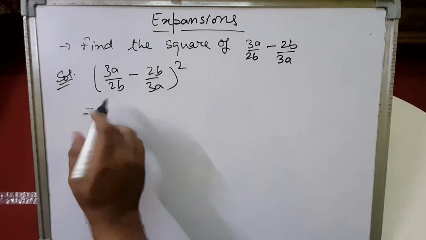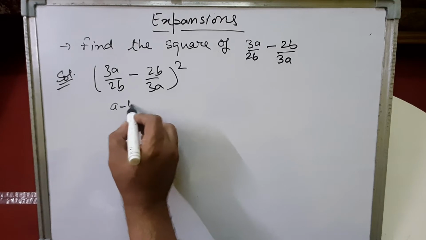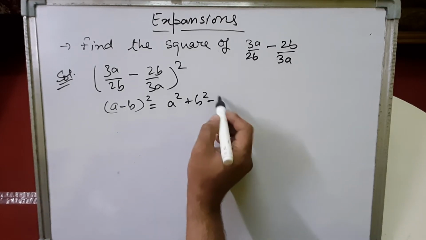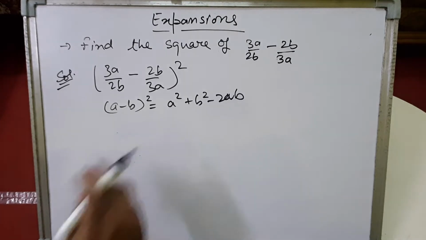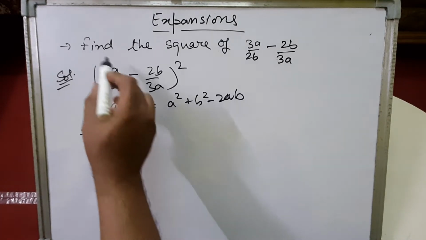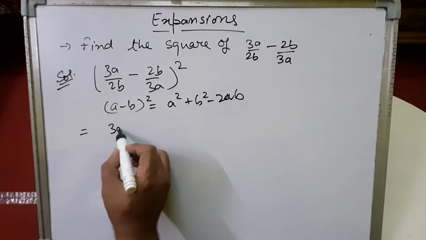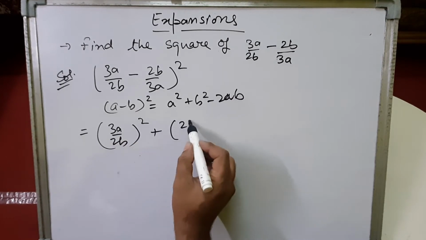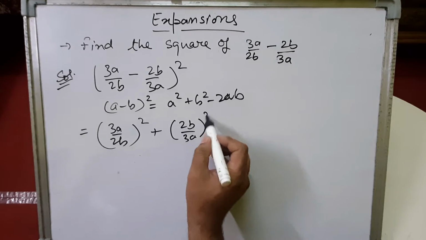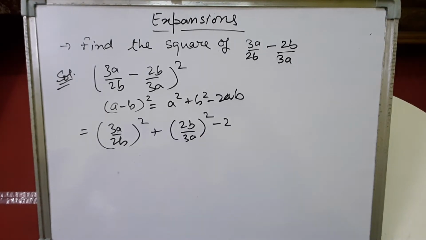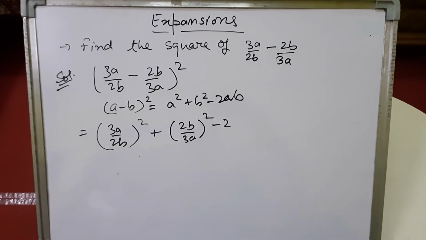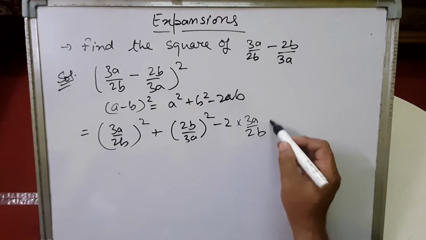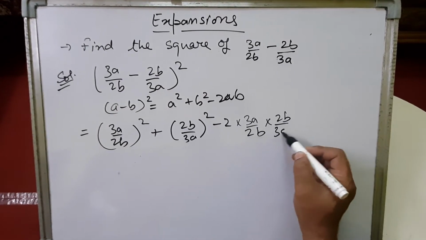Now we know the formula for (a - b) whole square equals a² + b² - 2ab. We use this formula, and in place of a it is written (3a/2b) whole square plus (2b/3a) whole square minus 2 into 3a/2b into 2b/3a. Alright.